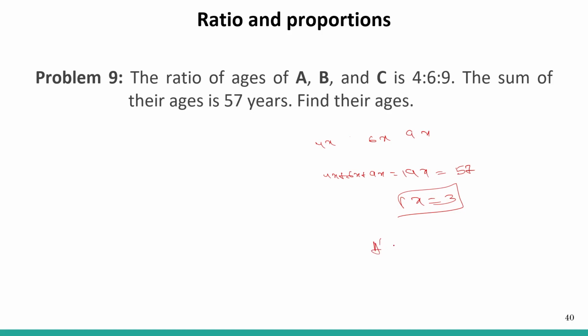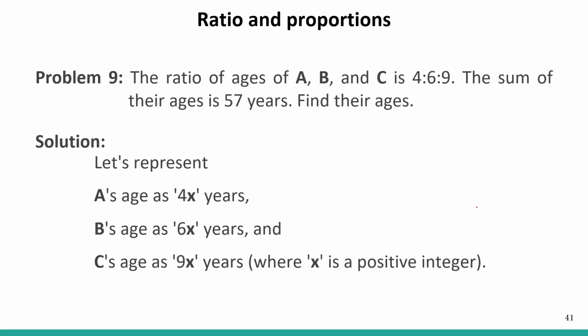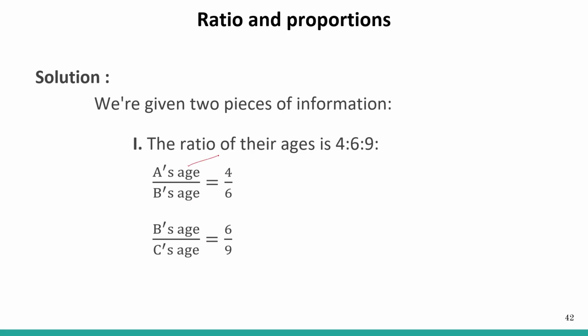So A's age will be 4 into 3, which is 12. B's age will be 6 into 3, which is 18, and C's age will be 9 into 3, which is 27. So the final answer is 27, 18 and 12 respectively for C, B and A. Let A's age be represented as 4x, then for B it is 6x, and for C it is 9x. A's age to B's age is 4:6, and B's age to C's age is 6:9.